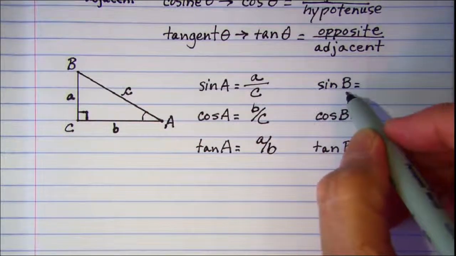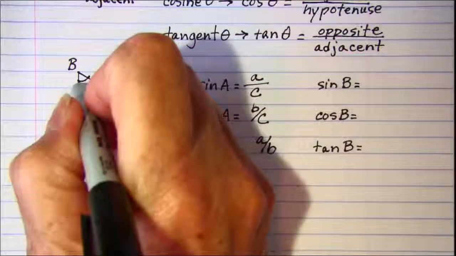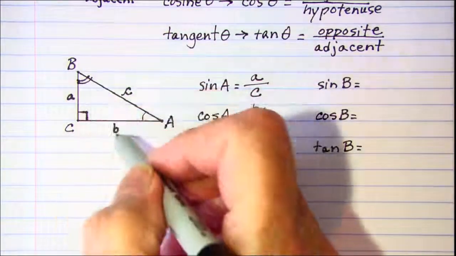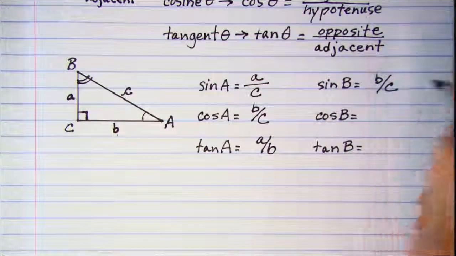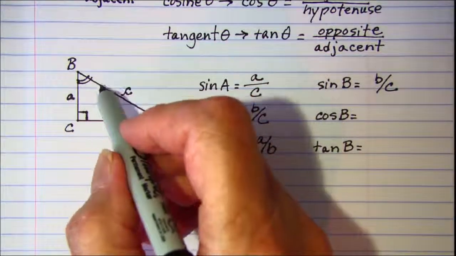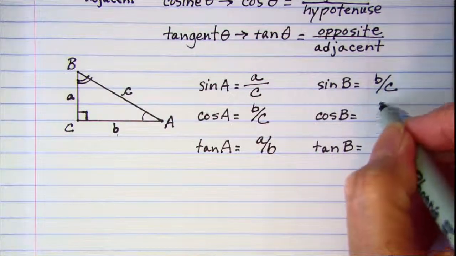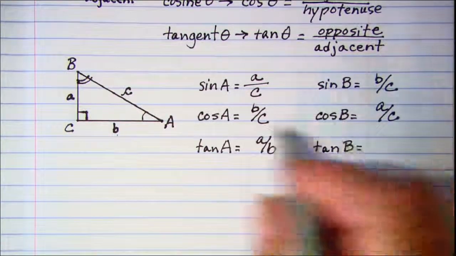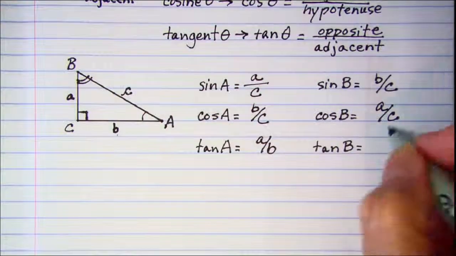For the sine of B, we have to locate angle B, which is up here, and sine is opposite over hypotenuse, so B over C. For cosine of B, we need the adjacent over hypotenuse, so A over C. And then the tangent of B is opposite over adjacent, so B over A.